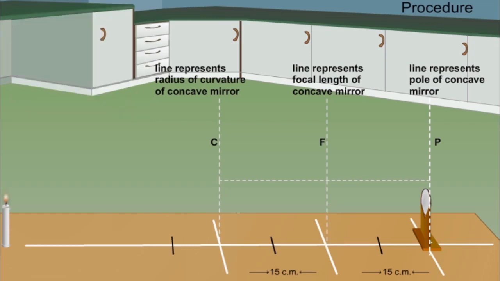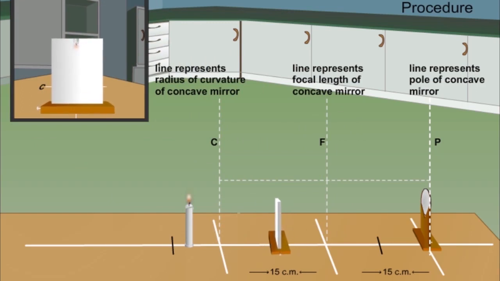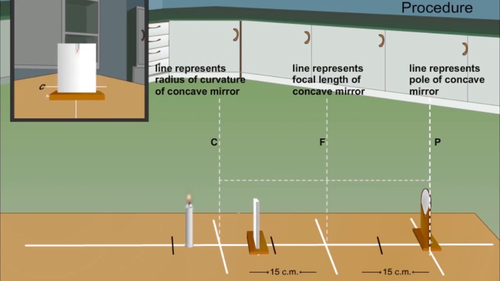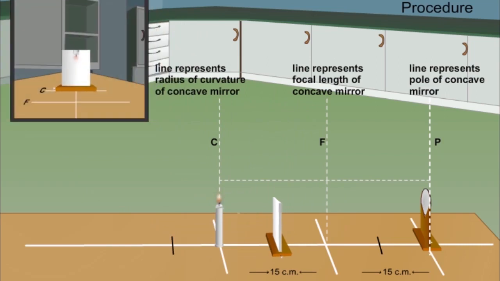We will repeat this activity by placing the candle in position number 2, about 10 centimeters away from the center of curvature. Again we will do the same activity and try to take a sharp image. Then at position 3, which is on the center of curvature, again we will move the screen forward and backward in order to take a sharp image on the screen.